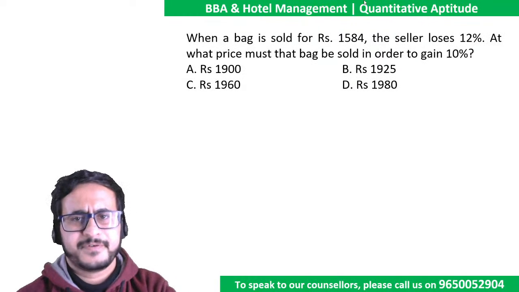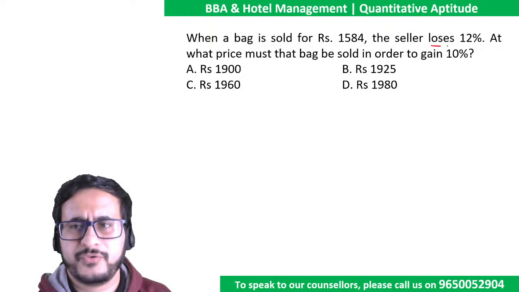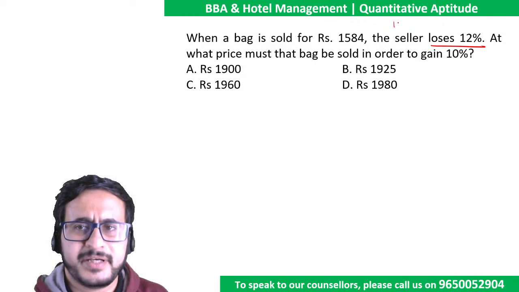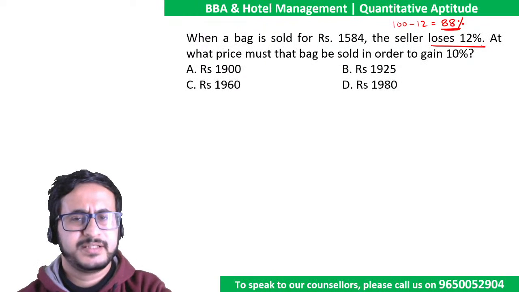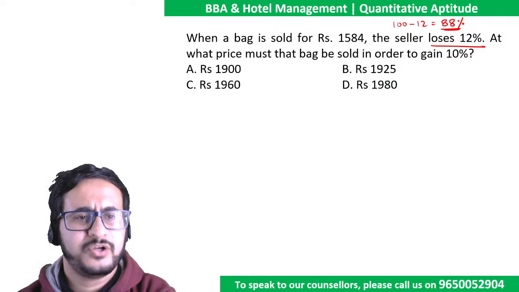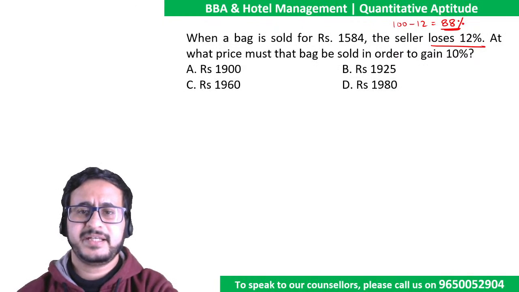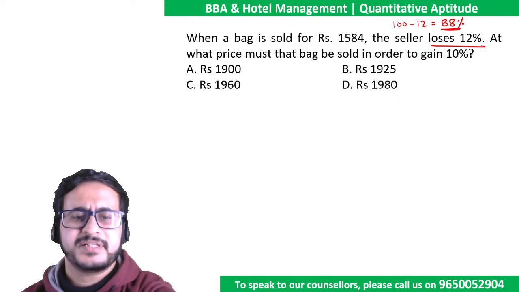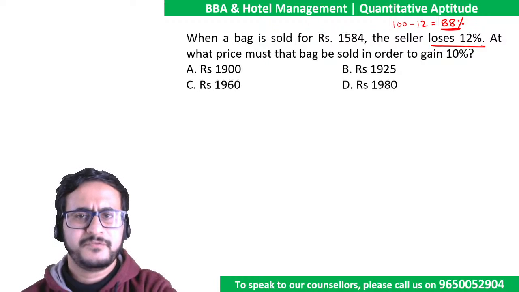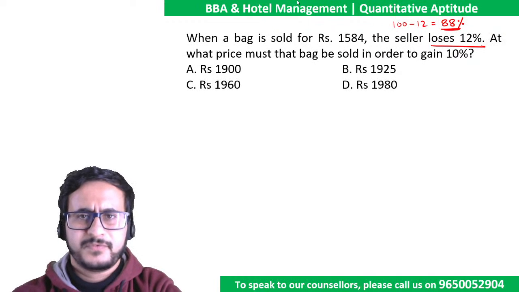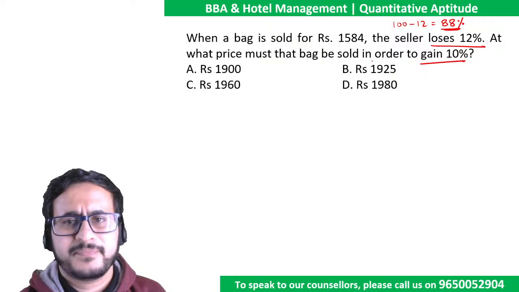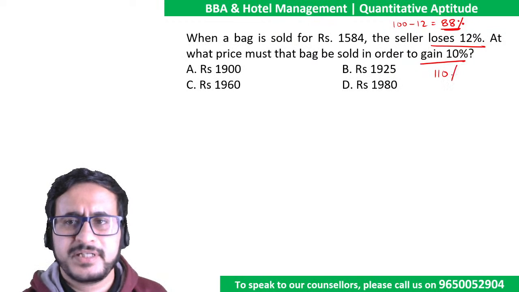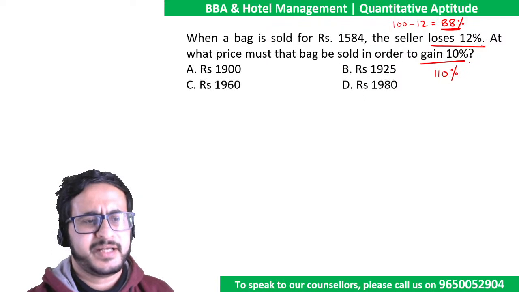Okay. So if a person is selling it at a loss of 12%, that means 100 minus 12 is what? 88. So he is selling at 88%. See, total is 100% and he is making a loss of 12%. It means he is selling at 88%. So at 88%, the price is 1584. And now in the second case, he has to gain 10%. Gain 10% means he has to sell at 10% extra, so he has to sell at 110%.